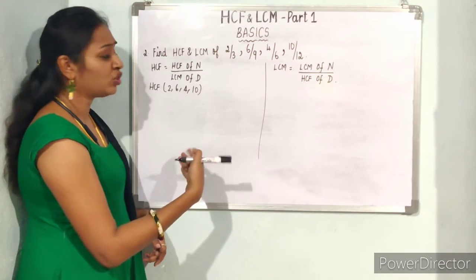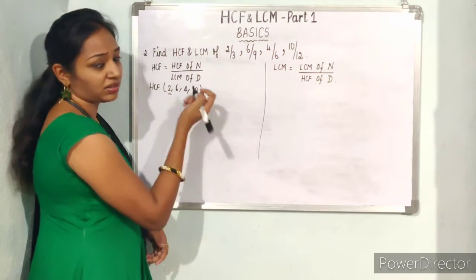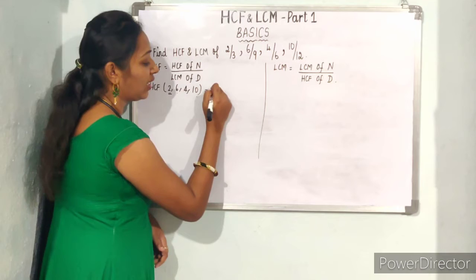No need to do the successive division method. Now you see the least number is 2. 2 can divide 6, 4 and 10. So the HCF is 2.